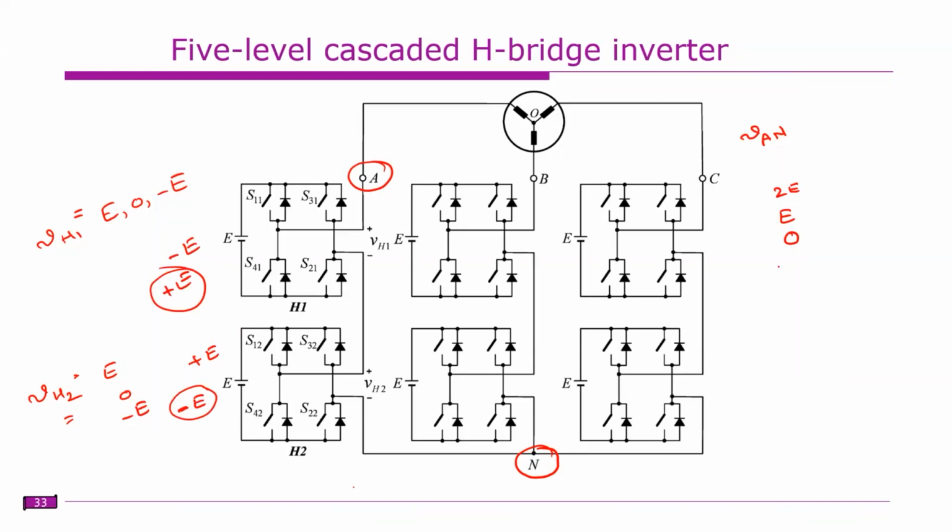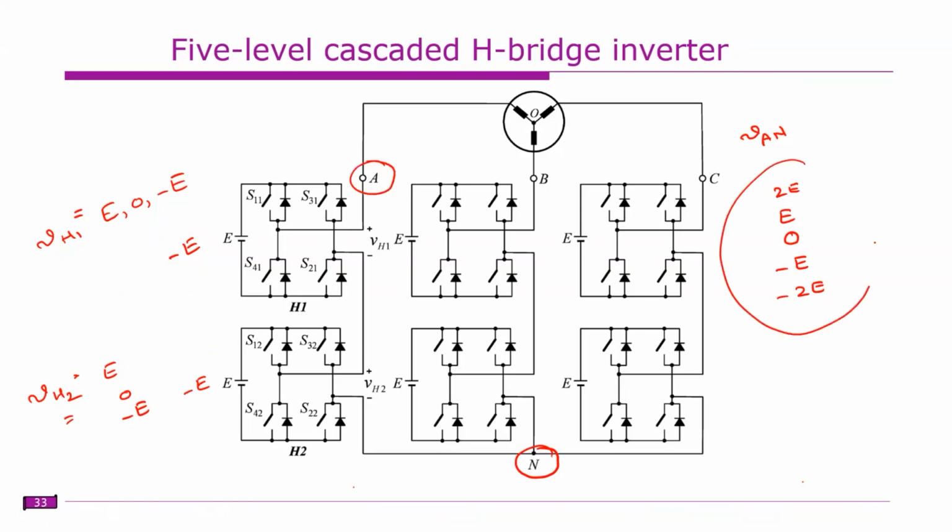Right. Similarly, to obtain minus E, the top bridge can operate at minus E and the bottom at 0, or the top bridge at 0 and the bottom at minus E. Similarly for minus 2E voltage, if you operate both bridges at minus E and minus E, you get minus 2E voltage. So what you understood is that you can get 5 levels in phase voltage.